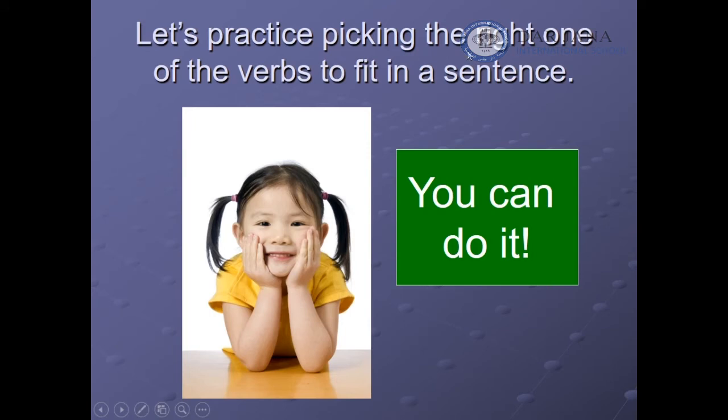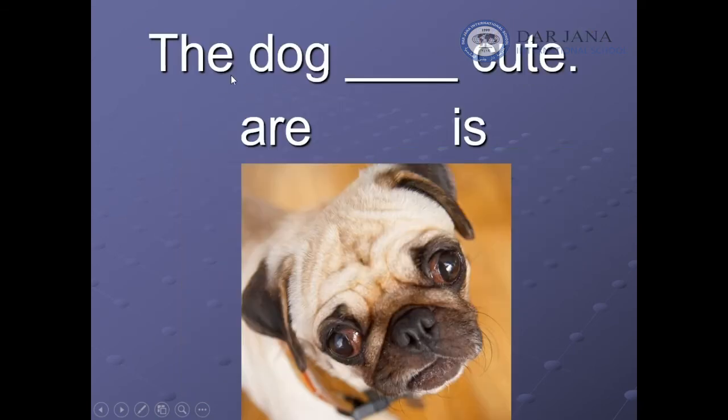Let's take a look. Let's practice picking the right one of the verbs to fit in the sentence. I know you're smart and you sure can do it. The dog is cute. Now remember, are is for more than one. Is is for one. The dog, how many are we talking about? We're just talking about one. So the dog, can you figure it out? Is cute. Good work, everyone.